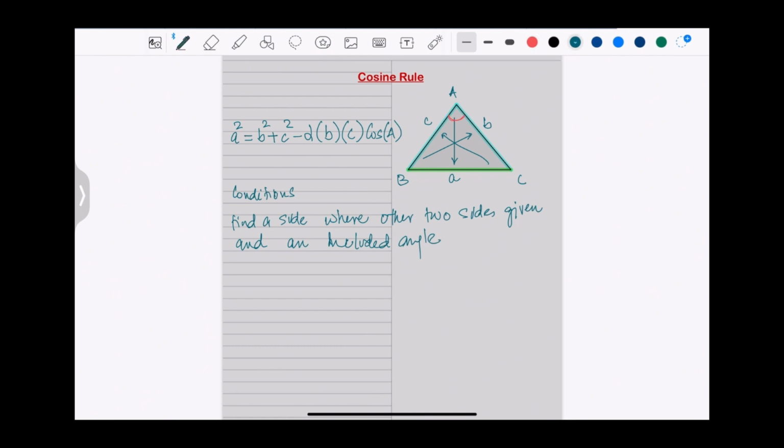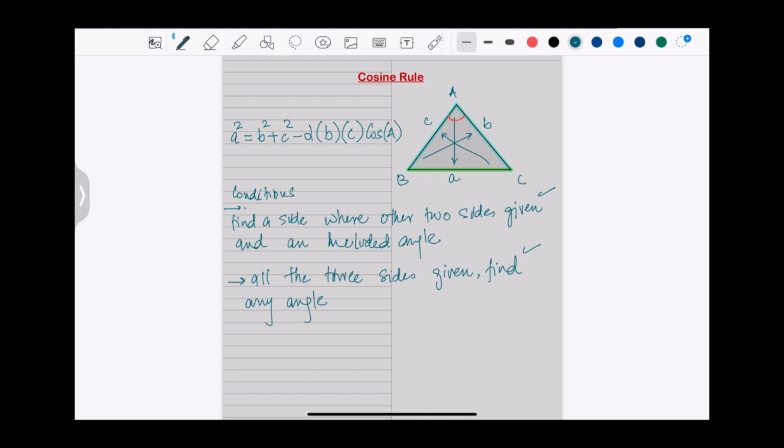There's one more condition: all the three sides are given and you are to find any angle. We'll look at this in more detail when we solve some questions related to it. So these are the only two conditions where you'll be applying the cosine rule. All the rest of the conditions are for the sine rule.